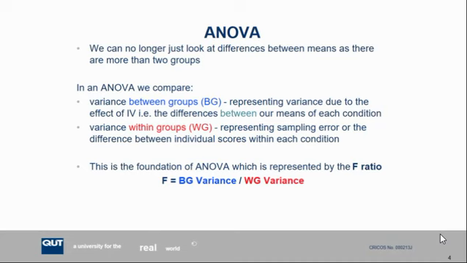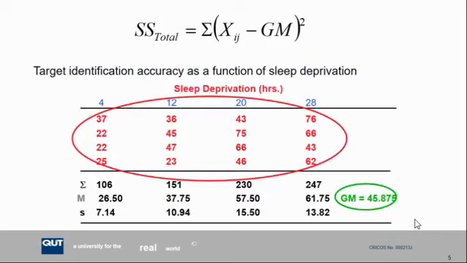So in an ANOVA, we no longer have just two means because there's more than two groups. So what we do in an ANOVA is we compare the variance between the groups, which represents the variance of the differences between the means in each condition, and we compare that with the variance within groups, which represents our sampling error, or the difference in individual scores within each condition. That's essentially the foundation of an ANOVA, which is represented by our F ratio. It's just simply our between group variance divided by our within group variance.